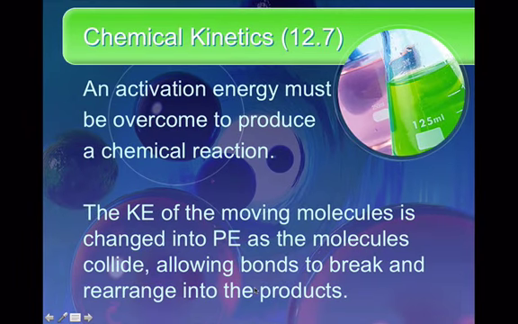An activation energy must be overcome to produce a chemical reaction. There is a certain amount of energy that these molecules or atoms or whatever they are have to collide with in order for the reaction to occur. And what we know is that the kinetic energy of the moving particles is changed into potential energy as the molecules collide, and that's what's allowing the bonds to break and rearrange into the products that we see. If the kinetic energy is not enough, if there's not enough potential energy being converted, then the bonds can't break and they can't rearrange and we won't get the products. It's an ineffective collision.